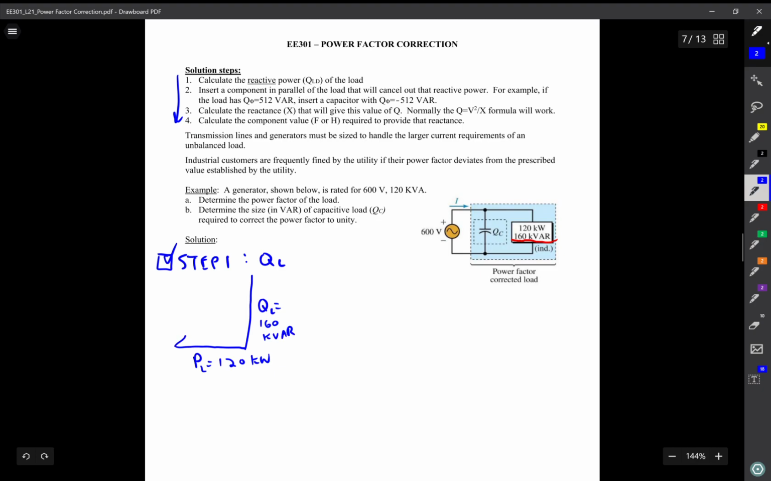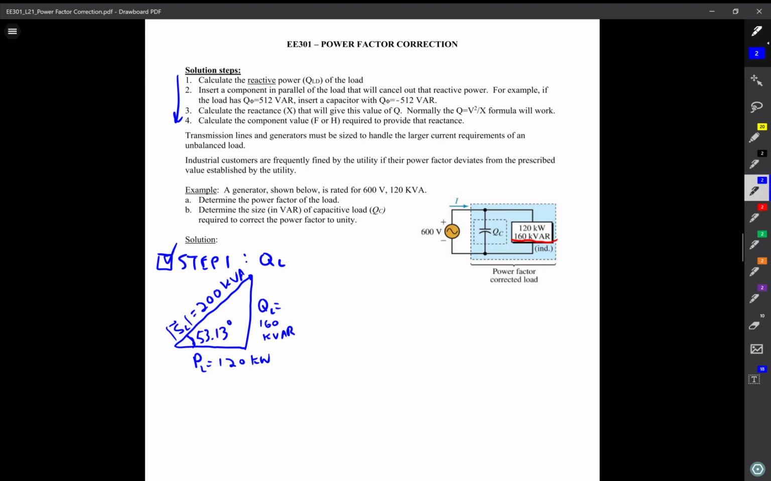And then if I complete the triangle, the hypotenuse is equal to SL, the apparent power, which is the square root of the sum of the squares of each side. And we've done this in the last problem, 200 kVA. Oh, and by the way, we can find what that angle is. That angle is the inverse tangent of the opposite, or Q, over P, which is 53.13 degrees.